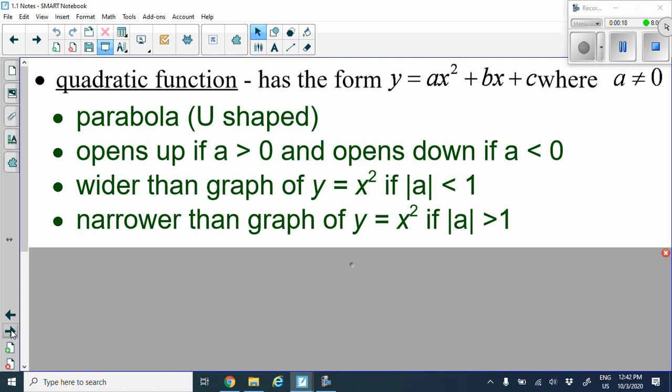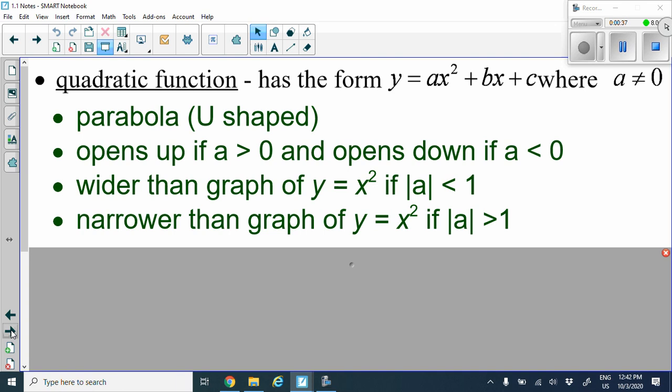Okay, what is a quadratic function? Well, it has the form y equals ax squared plus bx plus c, where a does not equal 0. If it did, then that would become a linear function, okay? Now, the type of graph that we call it is a parabola, okay? And then that is a U-shape.